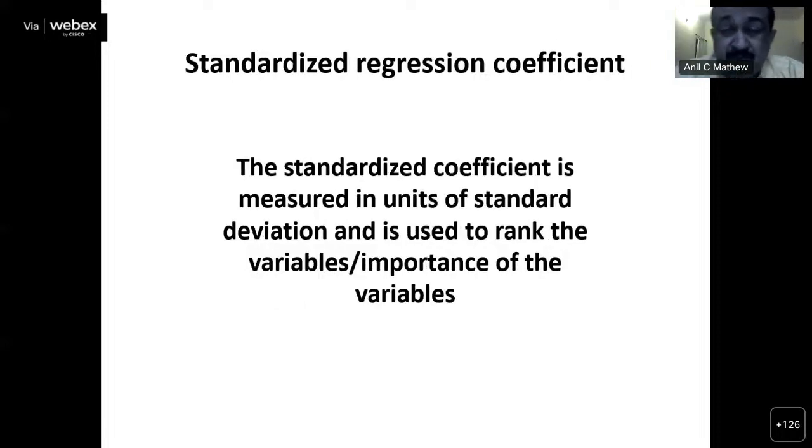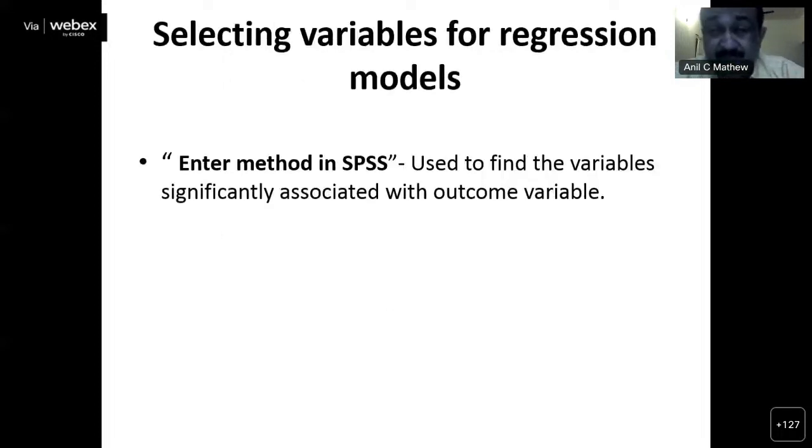We have one more regression coefficient usually given in the output, which is called the standardized regression coefficient. The standardized regression coefficient is measured in units of standard deviation, and it is used to rank the variables for importance. Based on the standardized regression coefficient, we can prioritize which variable is more important and which variable is less important.